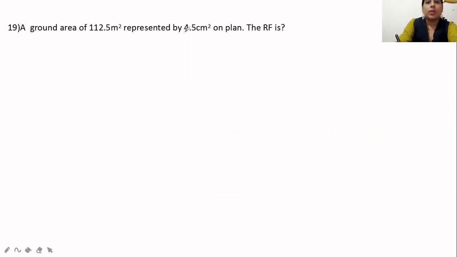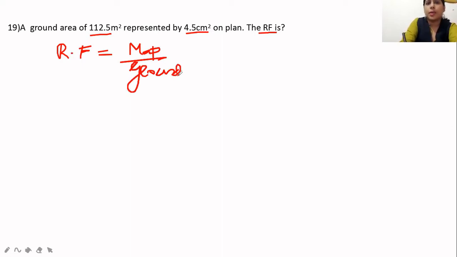Now, next question: a ground area of 112 meter square is represented by 4.5 centimeter square on plan. What is the representative fraction? We studied what representative fraction is. Representative fraction is map distance by ground distance, that everybody knows. When a map distance and a ground distance are given, directly you can find the ratio and write the answer. But here distance is not given. Instead they have given the area.